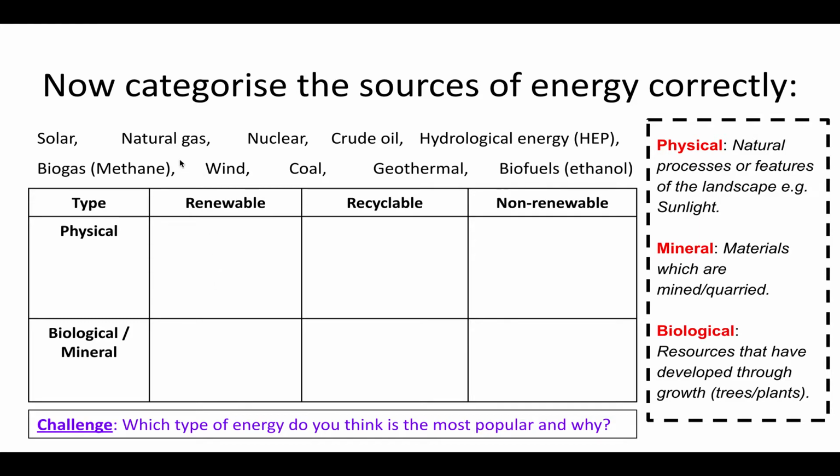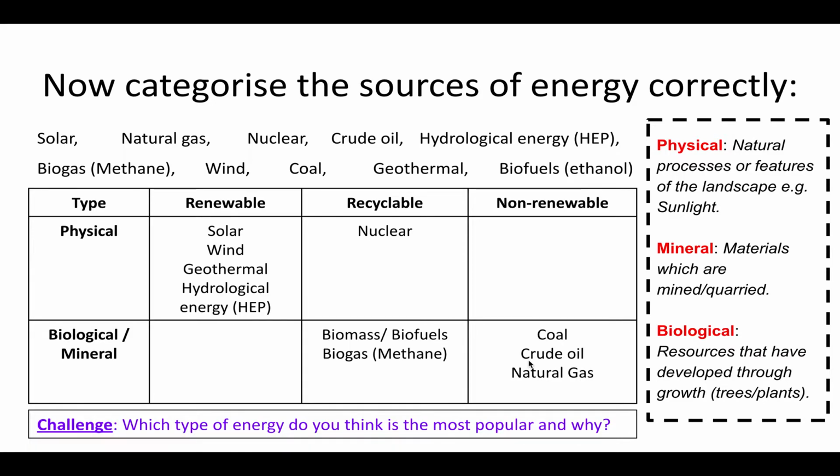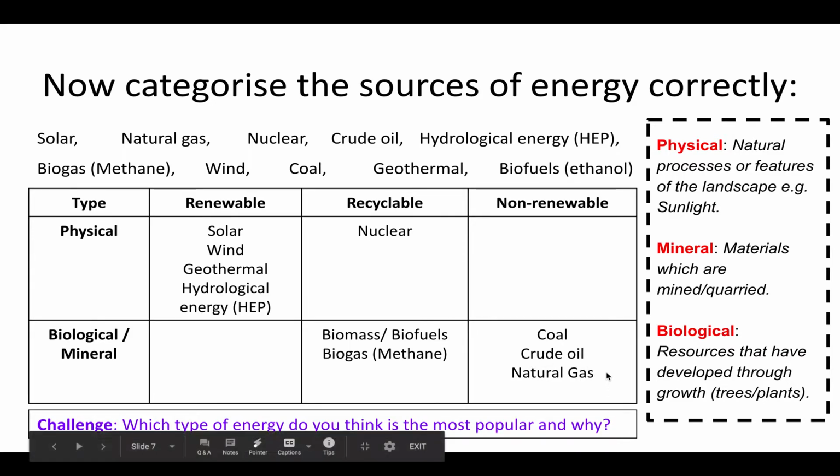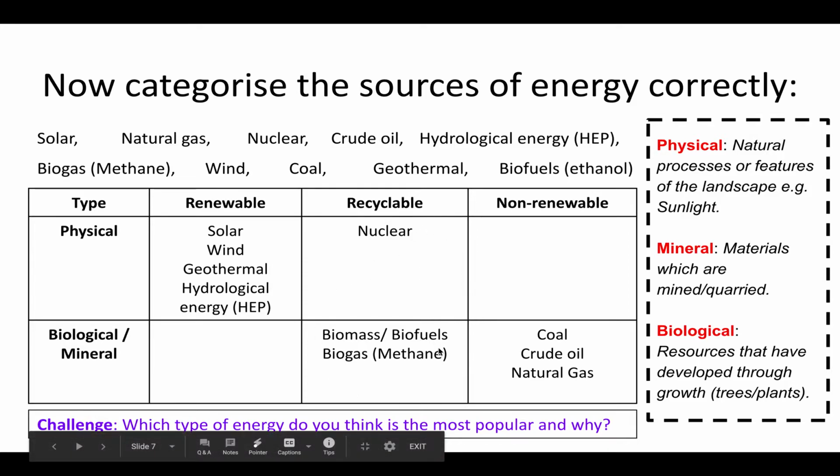It's just there. Natural gas, on the other hand, is a mineral thing. We have to extract it from the ground. It's not renewable. It's not really recyclable either. So it goes under here, under non-renewable. So here are all of your answers. So coal, crude oil, and natural gas, all three of our fossil fuels, non-renewable, biological, mineral. Our renewables are mostly physical. So solar, wind, geothermal, hydrological energy, those are all under renewable and physical. So it's this middle section here that's a bit unusual.